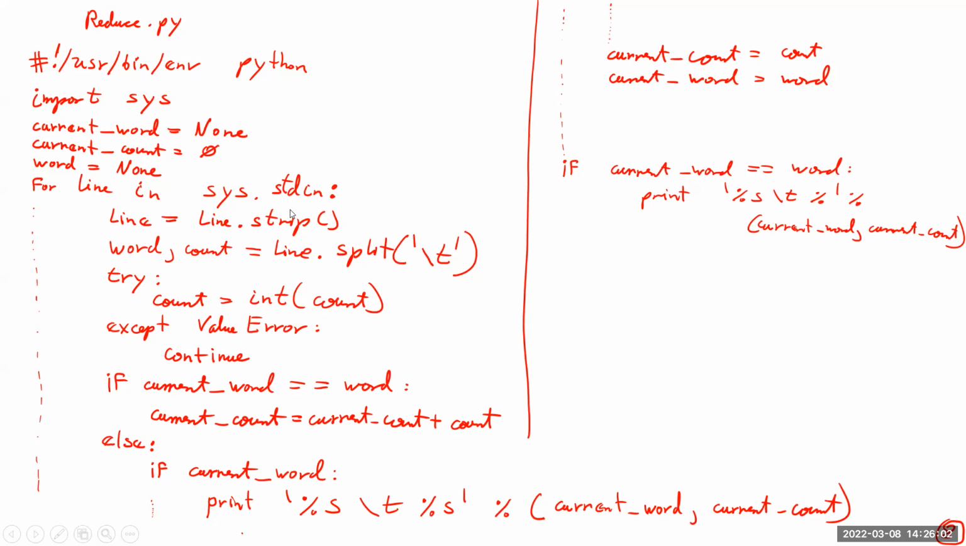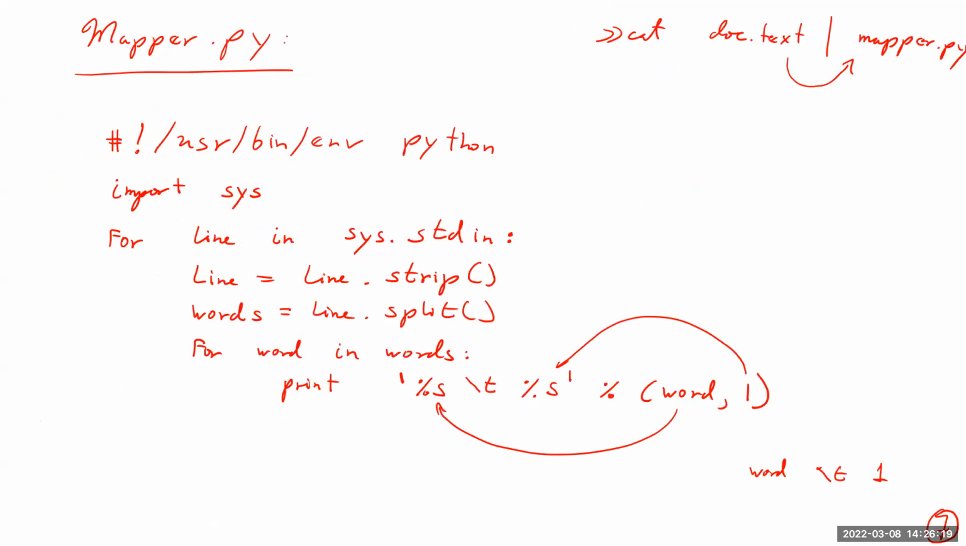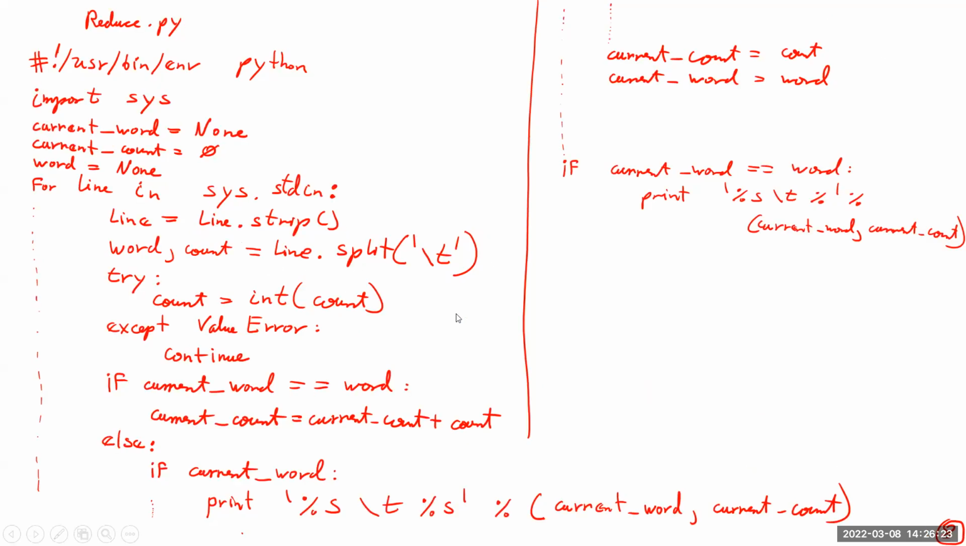For line in sys.stdin, remember this is the input that you're getting from the terminal itself. So we get the line, we strip it, we split it on tab because that's how we organize them, right? In the previous one, we are using the tab as a separator. Okay, so that's the idea. Anyway, and so we get word and count, which is always a 1. This is the actual word.